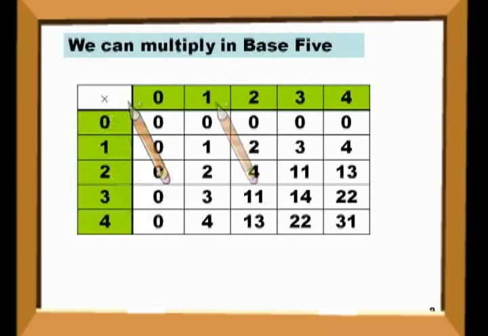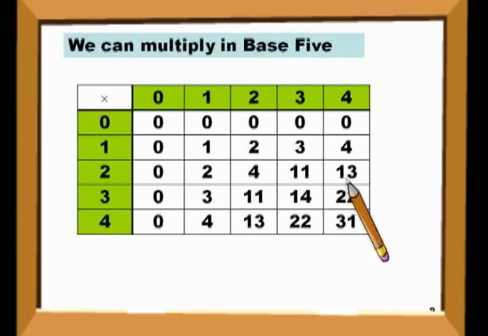2 multiplied by 0 will give us a 0. 2 multiplied by 1 would be 2. 2 multiplied by 2 would be 4. Now remember, 4 is permitted. We can use 4 in the base 5 system. Now when we multiply 2 by 3, we have 6. And 6 is written as 11. And 2 by 4 would give us 8. And 8 is written as 13.